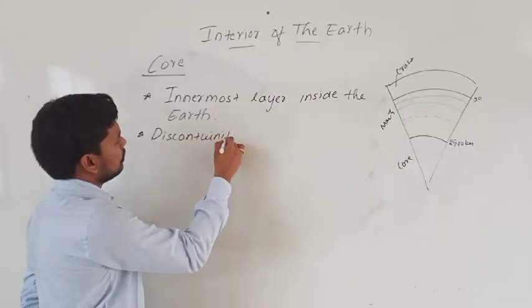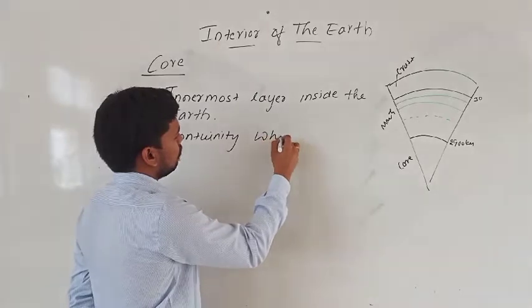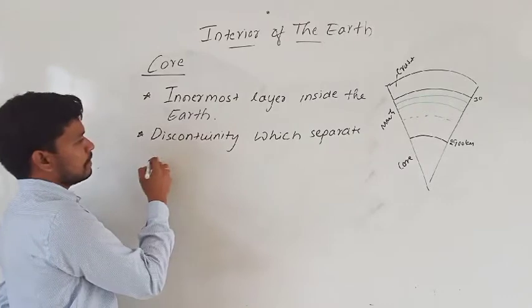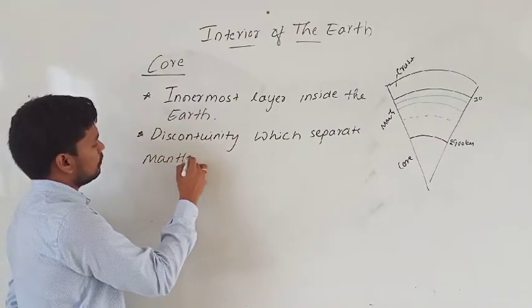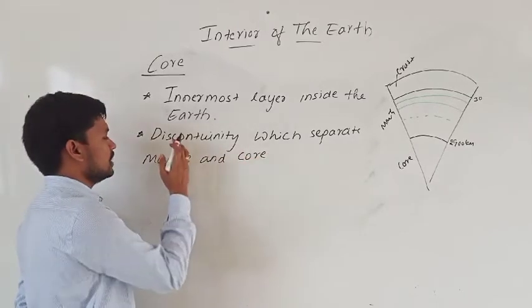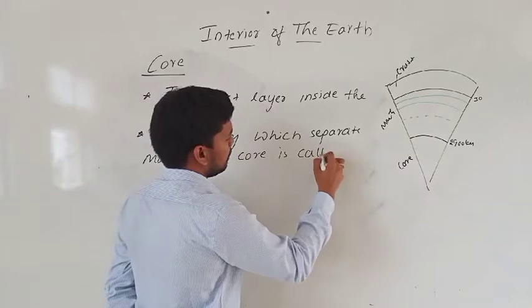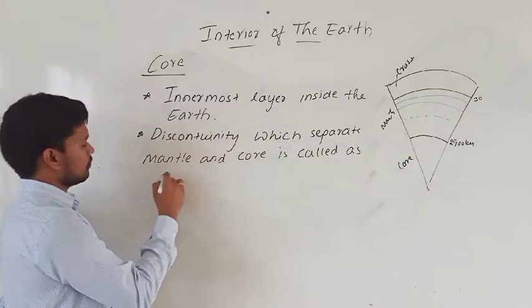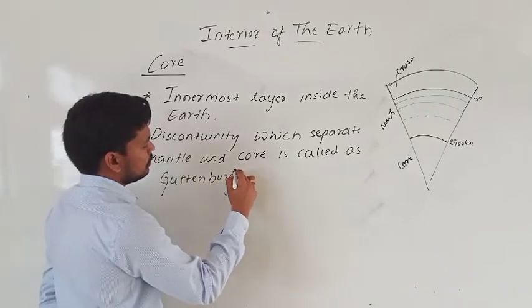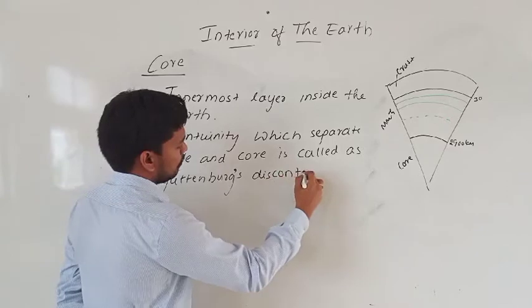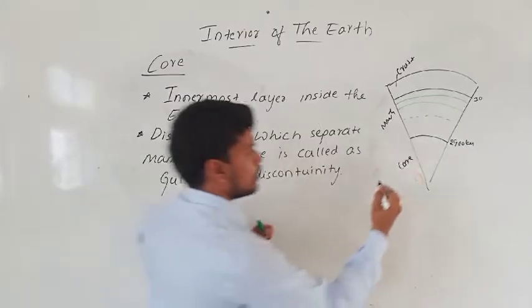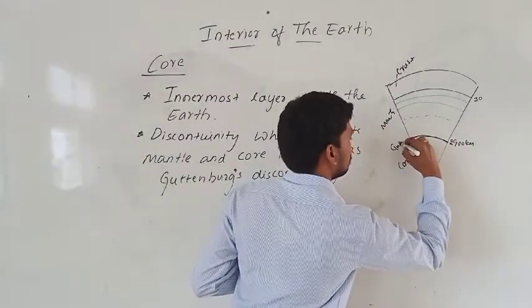The discontinuity which separates mantle and core into two divisions or two layers is called Gutenberg's discontinuity. What is a discontinuity? Here, it's the boundary. Gutenberg discontinuity.